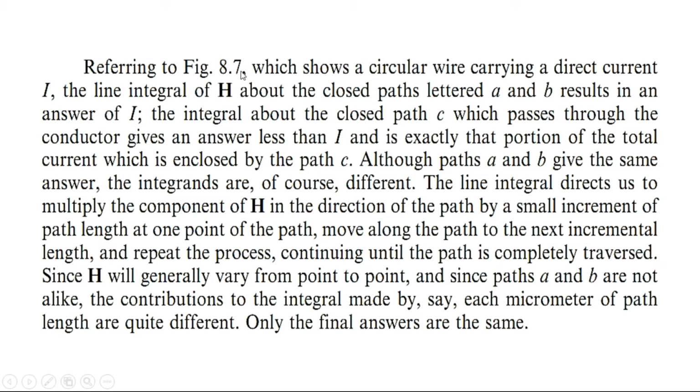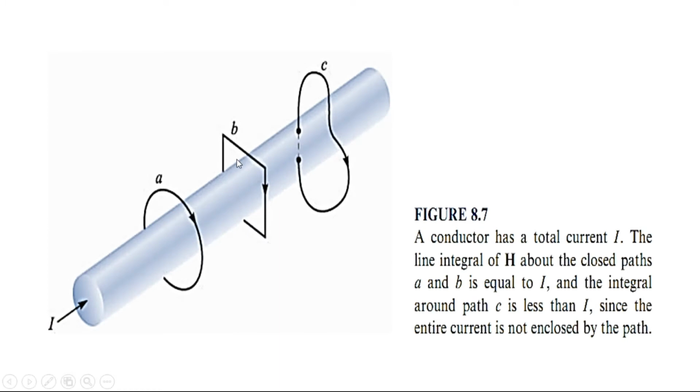Referring to figure 8.7, here we have taken different paths. We have taken the path A as a closed path, the path B as a closed path, and the path C as a closed path. Paths A and B fully enclose this conductor, whereas path C passes through the conductor. It is not enclosing the whole conductor, but a portion of it.